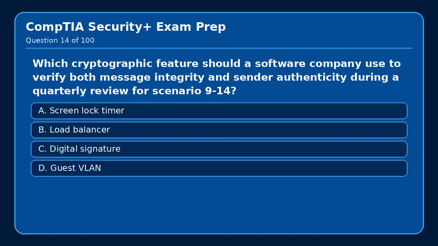Take a moment to choose your answer. The answer is C. Digital signature. A digital signature validates that the message was signed by the private key holder and has not changed. VLAN, load balancer, and screen lock do not provide cryptographic proof of sender and content integrity.